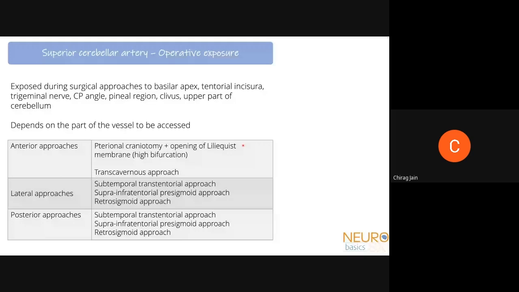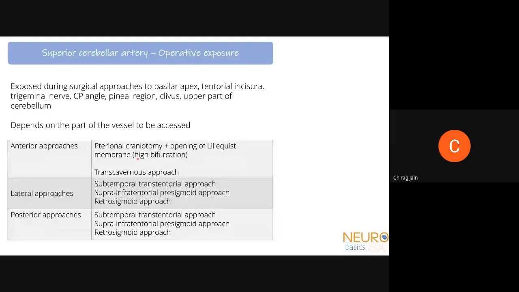Like if it is a high bifurcation, it will be above the tentorium, and so then you can use a tentorial craniotomy, open up the Liliequist membrane, and that will allow you access to reach the SCA. Otherwise, if you're not able to access through that, you can also open up the cavernous sinus dura, and then drill out the dorsum sellae and be able to access it through that. Obviously, this is a slightly more morbid approach than a tentorial craniotomy.